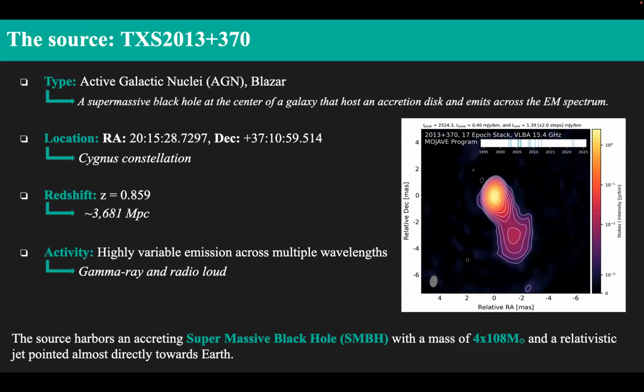Okay, now a little bit about the source. Our source is a blazar, located in the Cygnus constellation. It's very far away, as you can see here, and it's very active in radio and gamma. You can see an image that was created using data from the MOJAVE program at 15 gigahertz. The galaxy has a supermassive black hole, and it hosts a jet that points directly towards Earth.